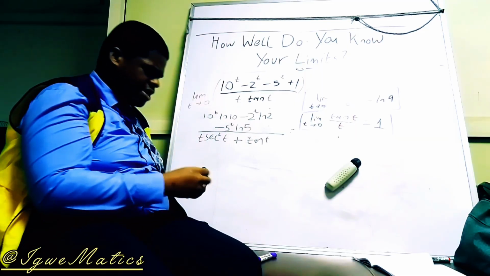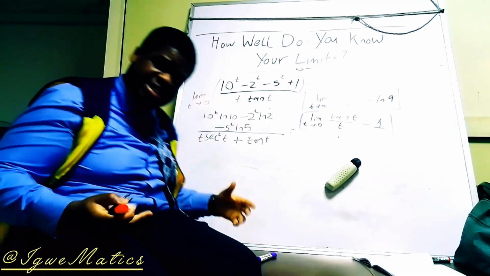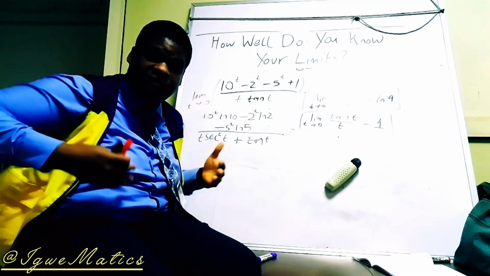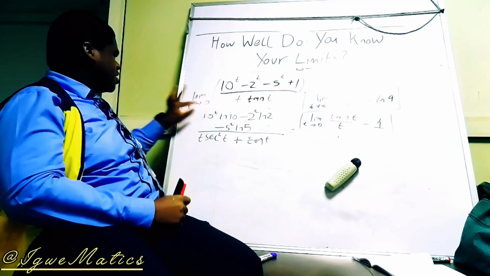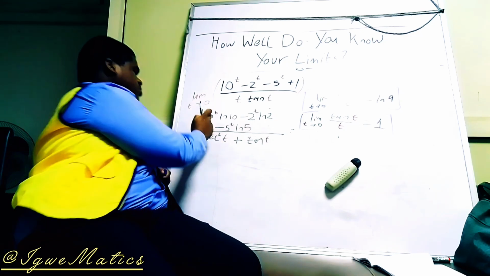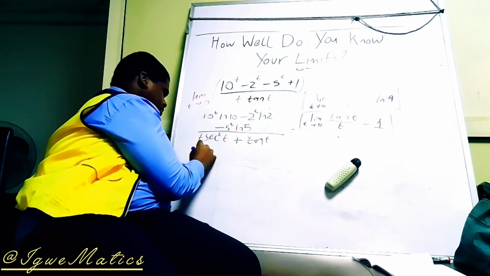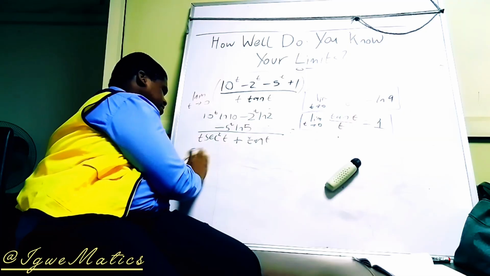So now let's apply our substitution and see if we still have an indeterminate form or we have a specific number. If you apply t equals 0 here, what you are going to be left with is 10 to the power of 0, which is 1, times ln 10. So I'm going to write ln 10 here.